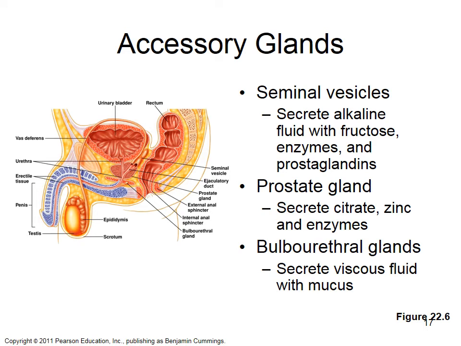Besides sperm, there is fluid excreted with the ejaculate, and that fluid comes from the accessory glands. So we've got the seminal vesicles, there's 2 of those, there's only 1 prostate gland, and then there's 2 bulbourethral glands. Okay, the seminal vesicles secrete an alkaline fluid. And why do you think they're secreting alkaline fluid? Yeah?